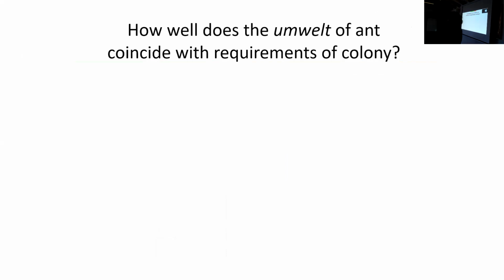And when you have these two length scales, and when you say that the small ant is the one responsible for the navigation of the whole group, you can ask this question: how well does the Umwelt of an ant coincide with the requirements of the colony? Okay, so it may not coincide.